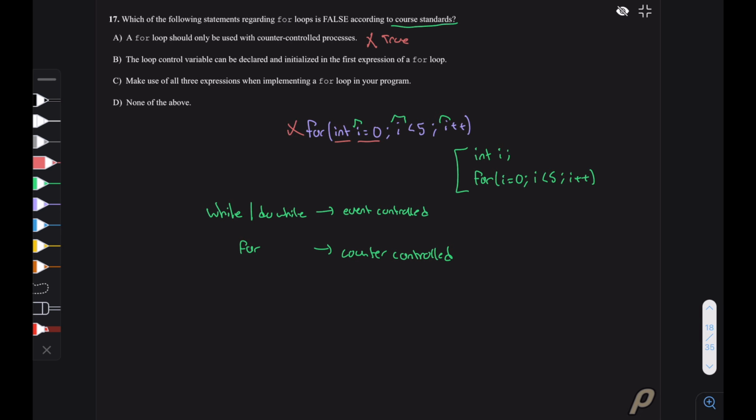This is the incorrect form. So that makes this B1 false, which makes it the correct answer, because we are not allowed to declare and initialize the loop control variable in the first expression of a for loop in this course.